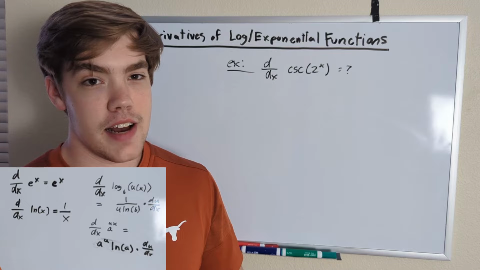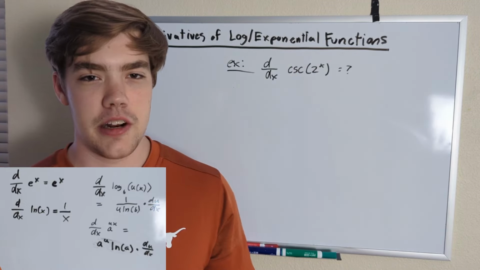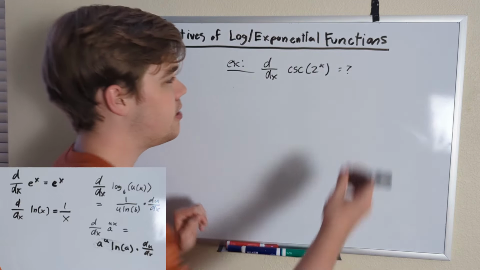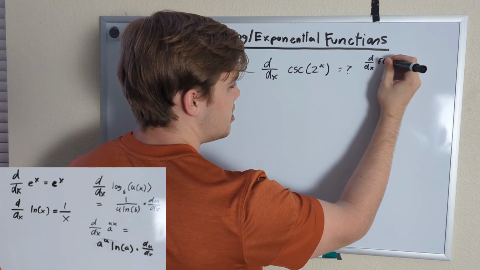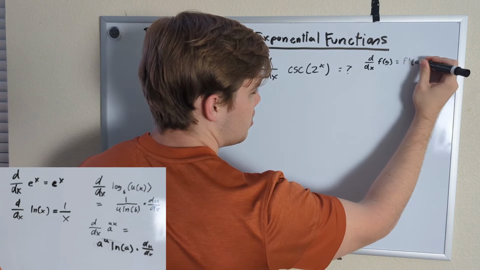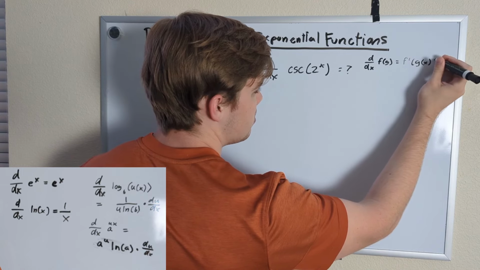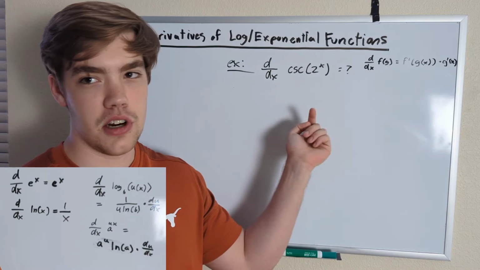Well, the first thing that's pretty evident with this problem is that we have a function within another function, so we need to use the chain rule to solve this problem. As a reminder, the chain rule, aka d dx of f of g, is equal to f prime with g of x inserted into it times g prime of x. We'll be using this equation to solve this derivative.